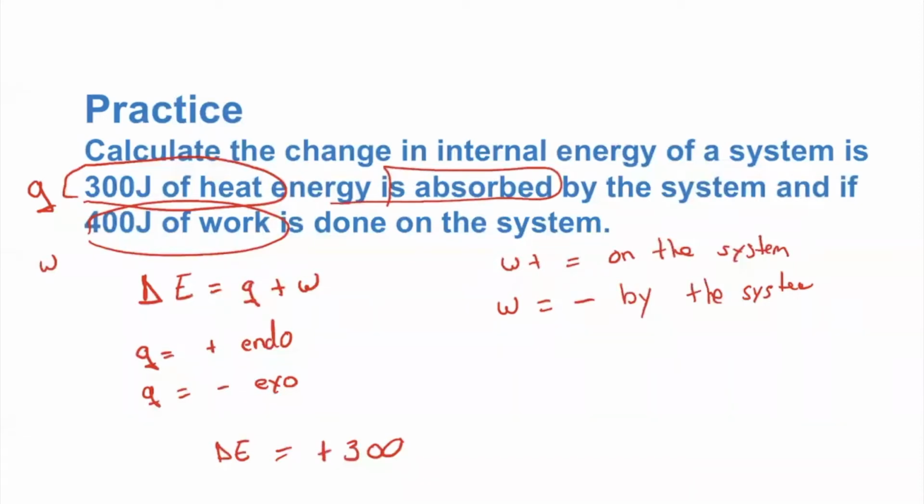Okay. Now, what is W? W is going to be 400, but it is done on the system. So that means that it's positive. So the answer to this problem will be 300 plus 400, 700 joules. And that'll be your answer to the problem. So the key is to identify the sign. That's what's going to make sure that you understand. It's going to be the sign to make sure you get it right.